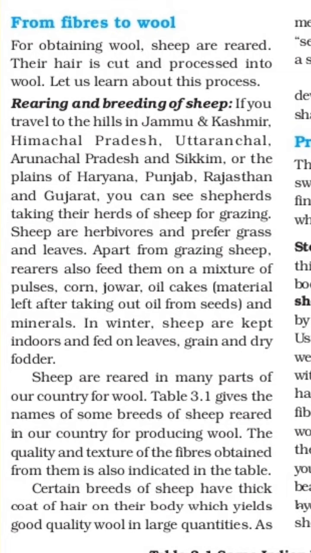Apart from grazing, reared sheep are also fed a mixture of pulses, corn, jawar, and oil cakes. Oil cakes means the material left after taking oil from seeds, like sunflower. When we get oil from the sunflower, the remaining part is called an oil cake. Many more seeds are there, like groundnut, and the remaining part is called oil cakes.